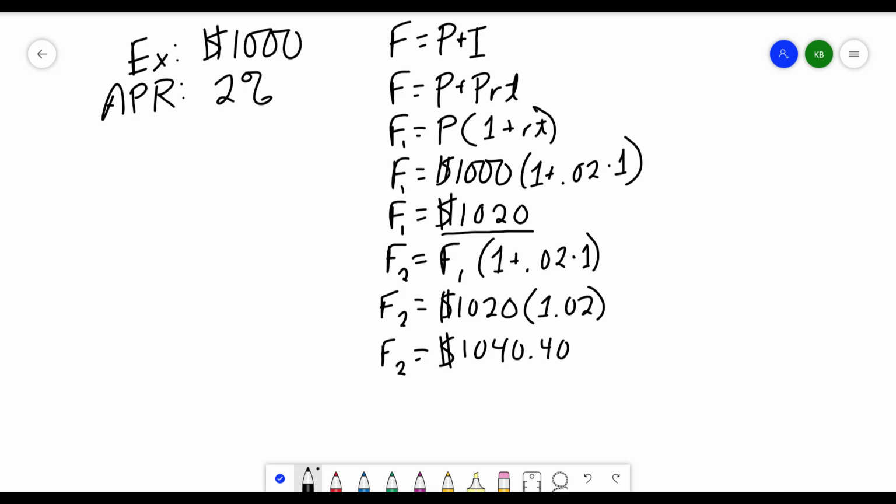So my future value after 2 years would be $1,040.40. Now notice we know that $20 of that was the interest on the $1,000, but the 40 cents is the interest on my $20 interest that I earned the time before.